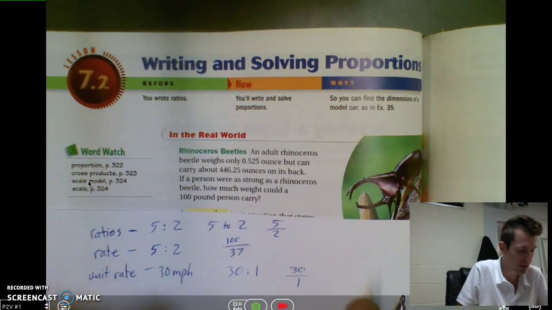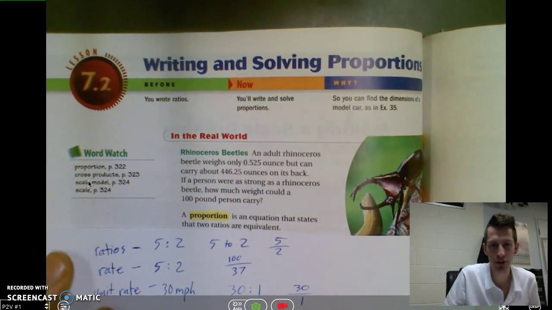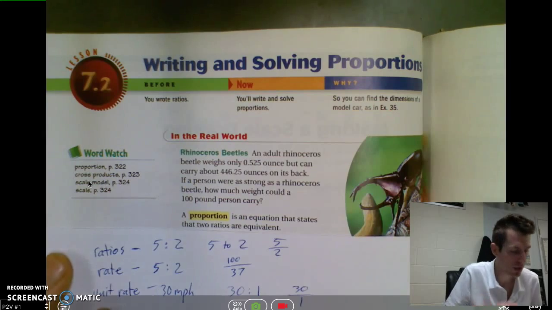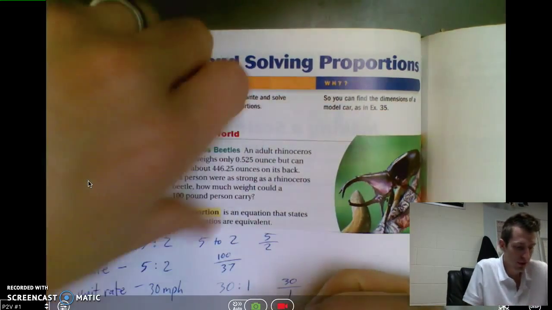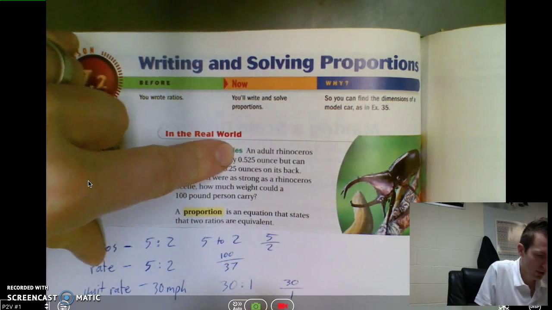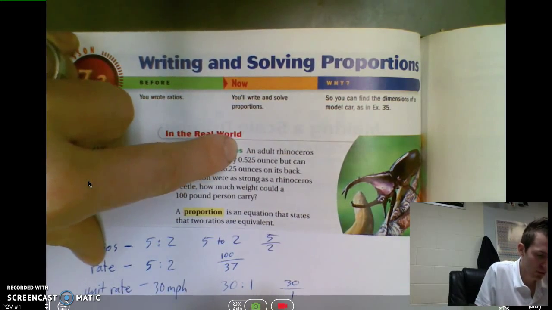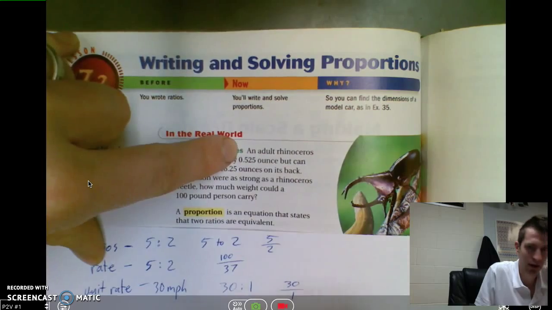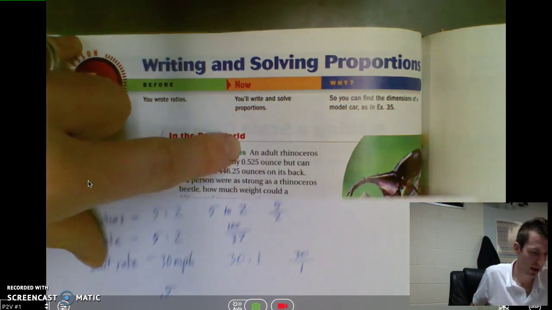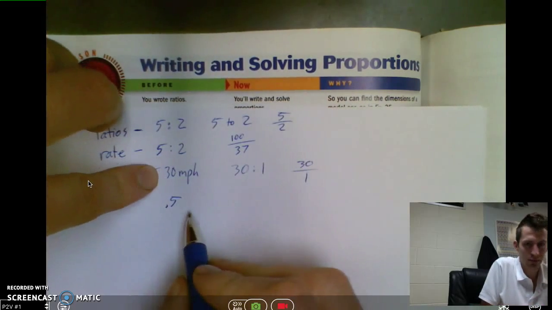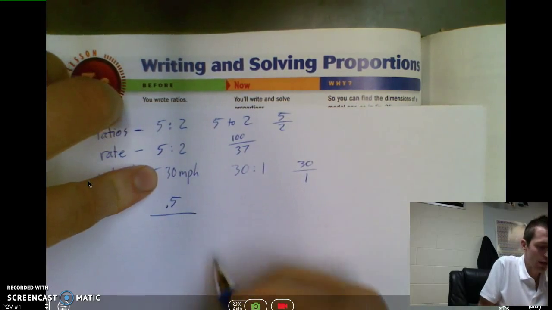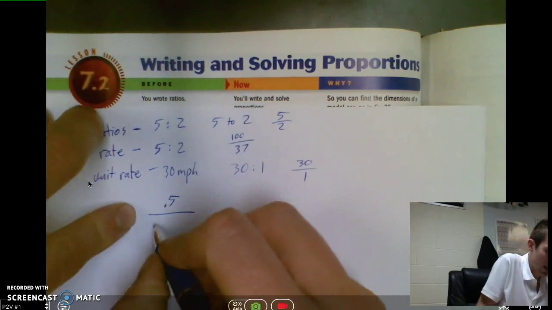Oh my goodness. So to solve this, we're going to use a proportion. A proportion is an equation that states 2 ratios are equivalent. So let's try this out. Let's do the beetle's weight, 0.5. I'm going to simplify it, okay? And I need to move this up. I have this zoomed in. The beetle's weight was approximately 0.5 to the amount of weight it could carry.